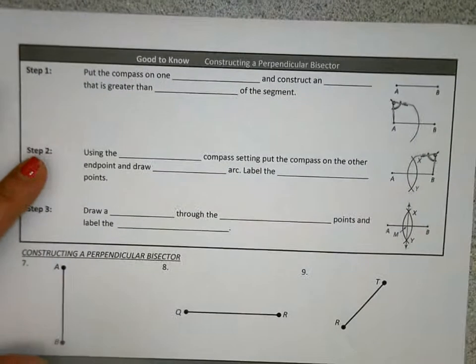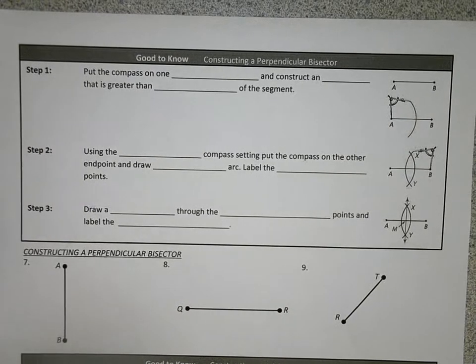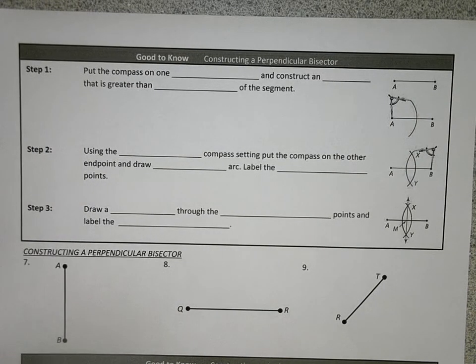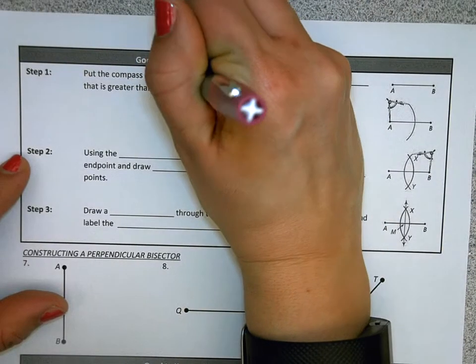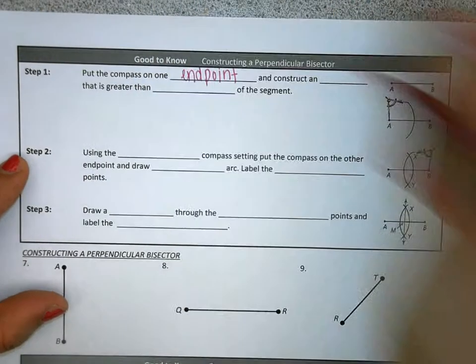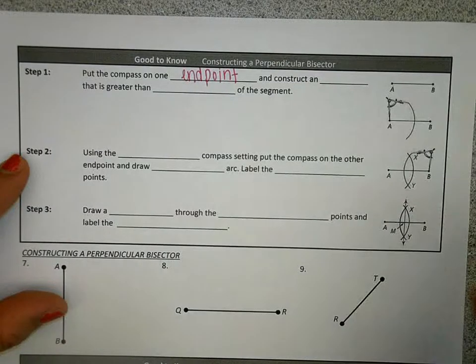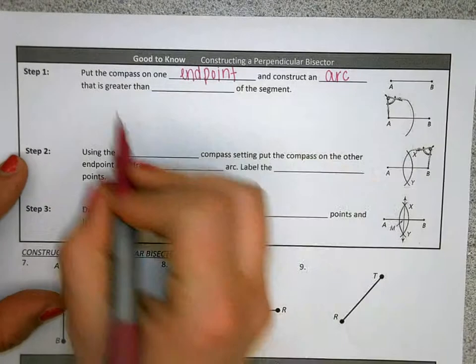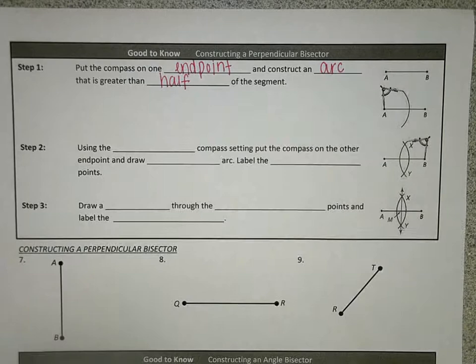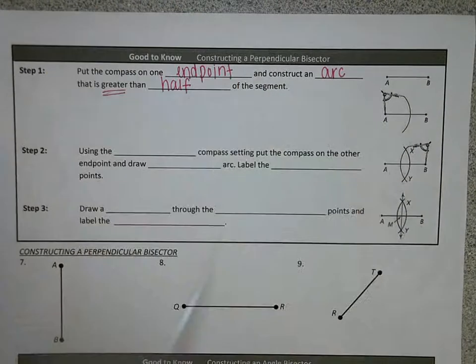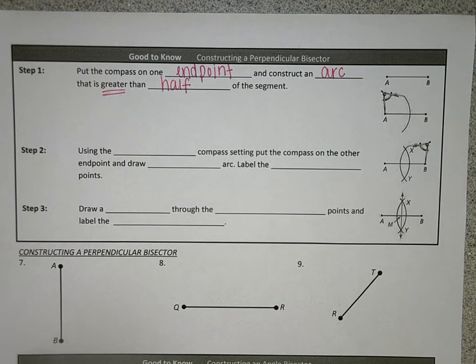These ones are actually really fun because you get to make almost 2 semicircles. So what we're going to do is put the compass on one endpoint and construct an arc, and here's the important part, that is greater than half of the segment. So it has to go past the midpoint. I'm going to underline it, greater than.